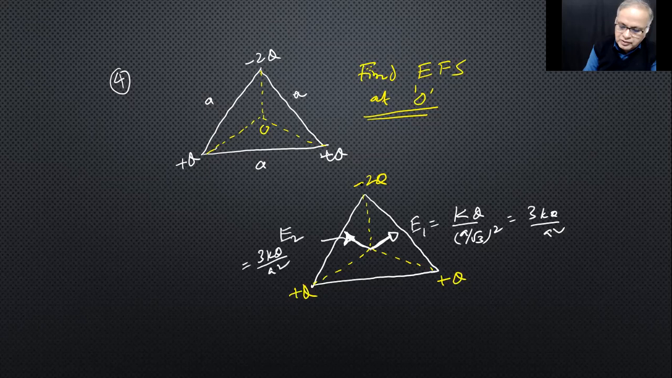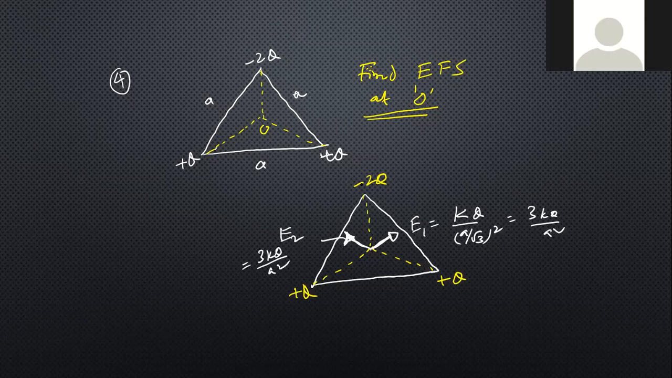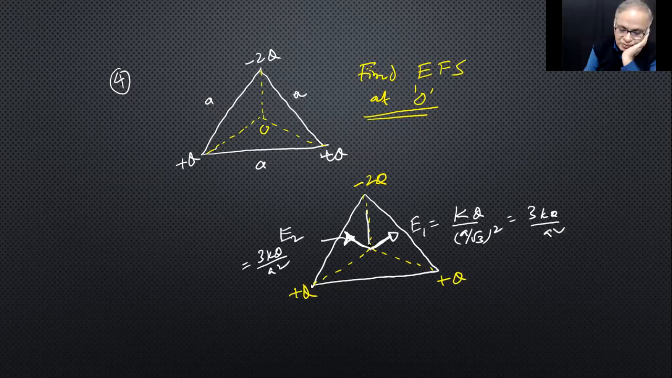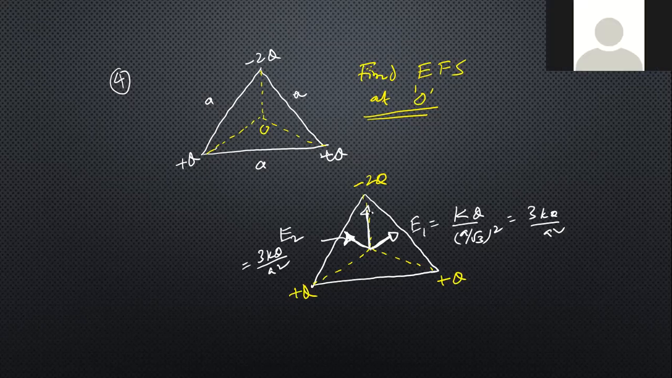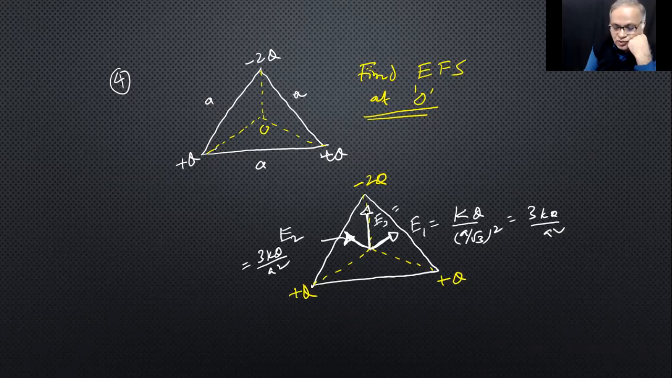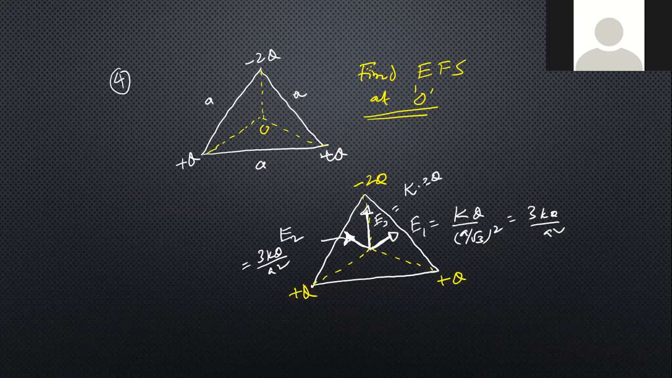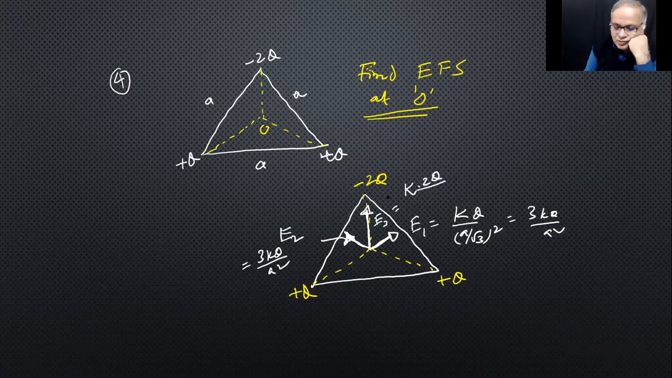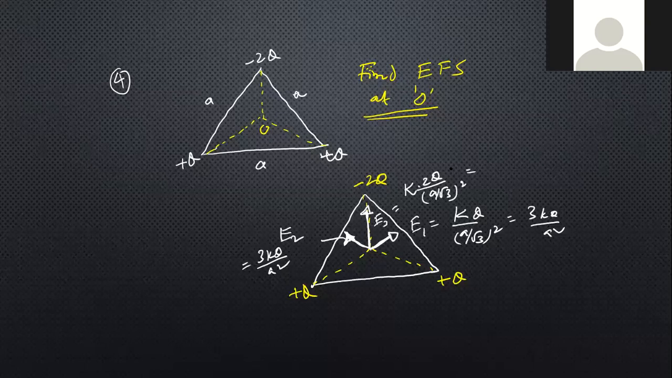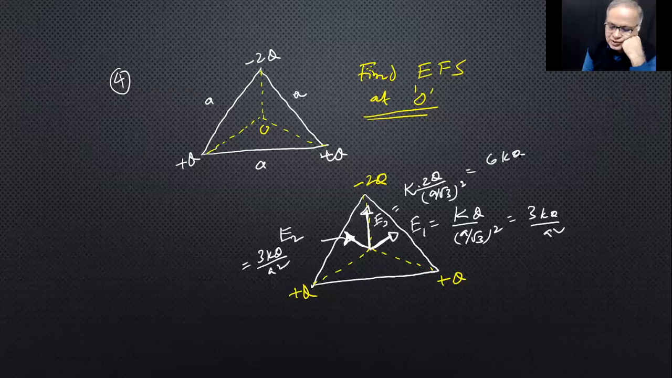Due to that, minus 2Q, it will be towards it only. And a longer vector I should put, because magnitude is more, right? How much is that? Once you wrote this direction of the field by arrow, don't write minus sign. K into 2Q by A by root 3 whole square, which is 6 KQ by A square.